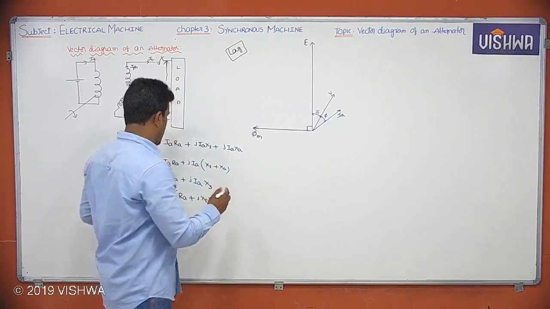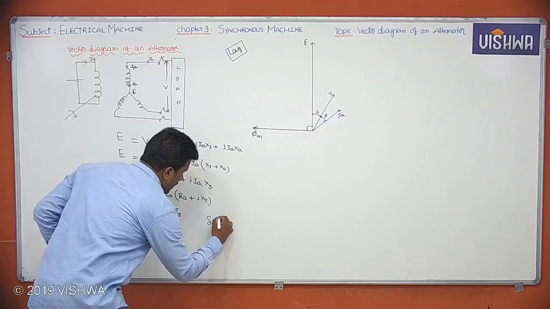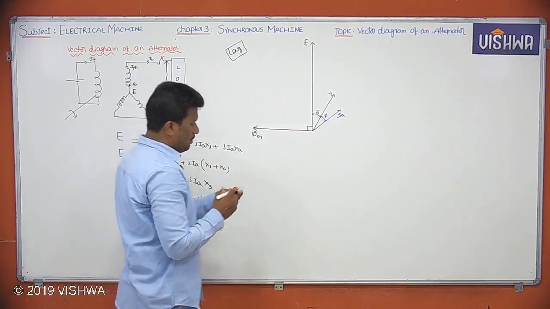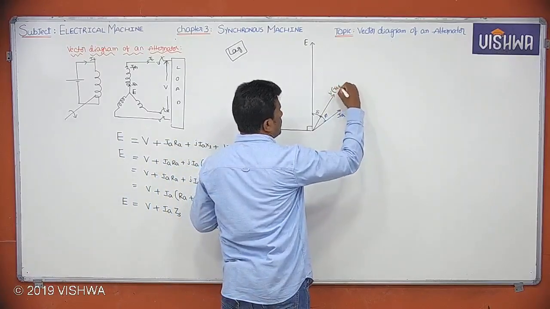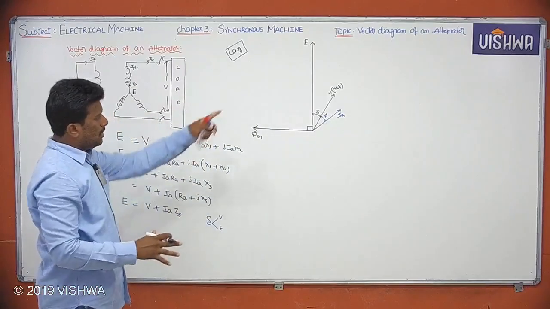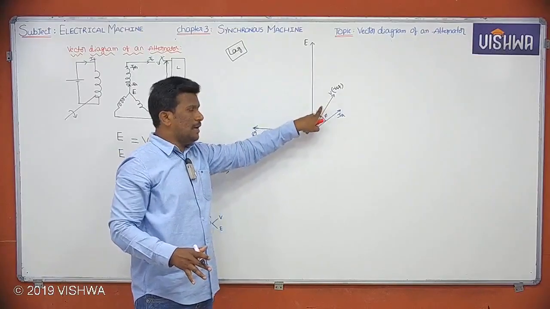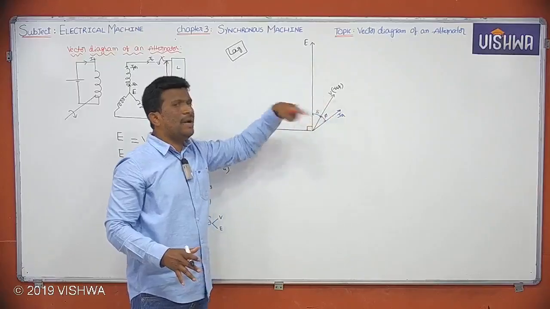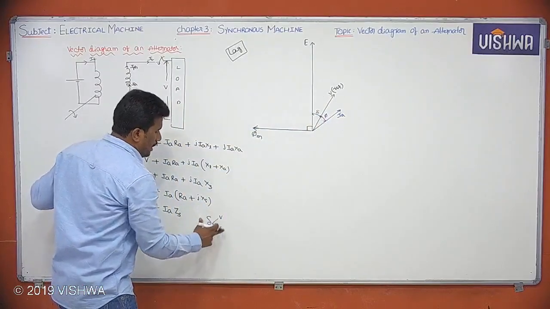If you want, I can write here. Delta means it is the angle between V and E. Here, just remember, guys, we will take V as reference. Always load voltage we take as reference in an alternator. Now tell me, I told you V lags E by an angle delta. That is, indirectly, E leads V by delta. So delta is the angle between V and E.